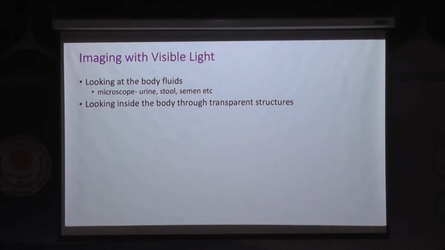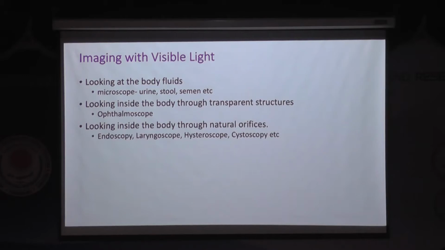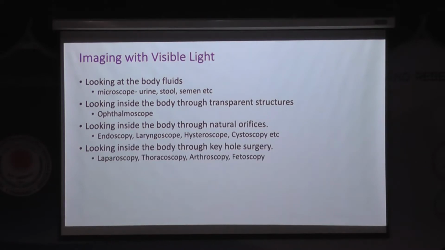Looking inside the body through transparent structures like the cornea, using an ophthalmoscope, a lot of information can be gleaned. Looking inside the body through the natural orifices: endoscopy, laryngoscopy, hysteroscopy, cystoscopy, etc. So many scopes are there. Dr. Biju will be dealing more with those scopes. Looking inside the body through keyhole surgery, that is laparoscopy, thoracoscopy, arthroscopy, fetoscopy, etc.